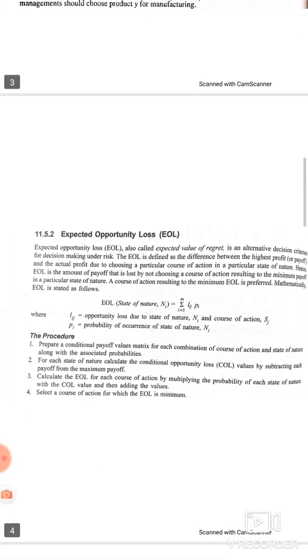Then the second criterion under decision making under risk is expected opportunity loss. It is an alternative decision criterion for decision making under risk. Here, the difference between the highest profit and the actual profit due to choosing a particular course of action in a particular state of nature is taken. So expected opportunity loss is the amount of payoff that is lost by not choosing the course of action resulting in the maximum payoff in a particular state of nature.